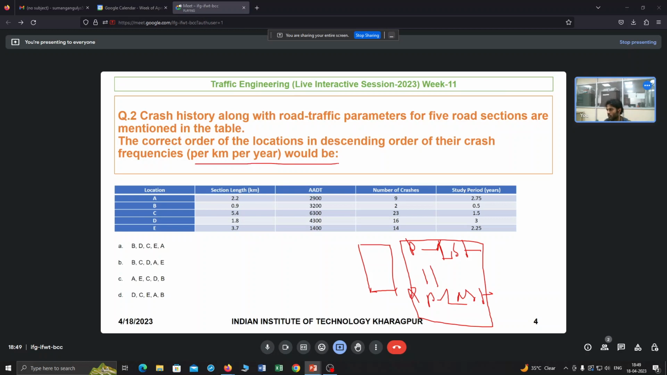Okay. So then what is the correct order of the locations? Also it is given that per kilometer per year you have to calculate. So now it is easy, right? You have number of crashes, you divide by the kilometer length, into the years. So you calculate it, what would be the answer? While I calculate it, you also try to calculate.